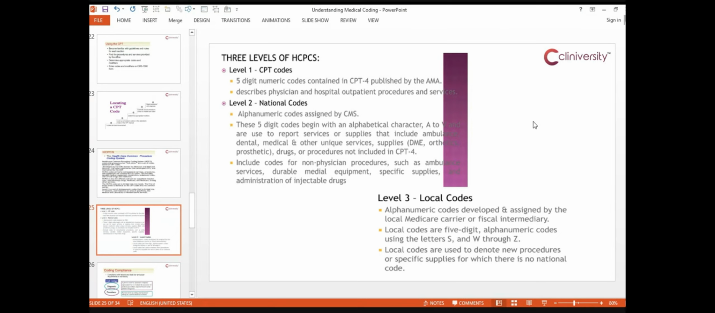Then local codes are there. These are also alphanumeric codes which are developed and assigned by the local Medicare carrier or fiscal intermediary. Local codes are again 5-digit alphanumeric codes using the letters S and W through Z. These local codes are used to denote new procedures or any specific supplies for which there is no national code available, or which could be under the research process, that particular procedure provided to the patient.